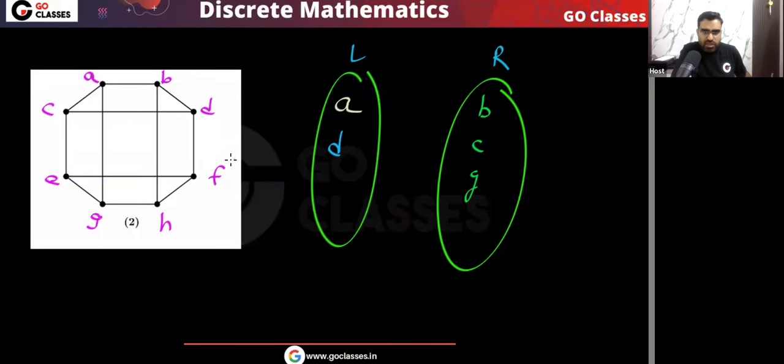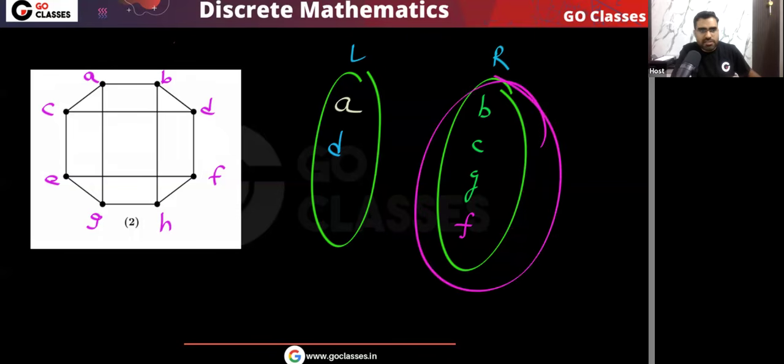Now where to put the next vertex? For example, F. I cannot put vertex F here because D comma F will be adjacent. So I cannot put vertex F in this part L. Let me put vertex F here. Now everything is fine, because BF are non-adjacent, CF non-adjacent, GF non-adjacent, yes or no?